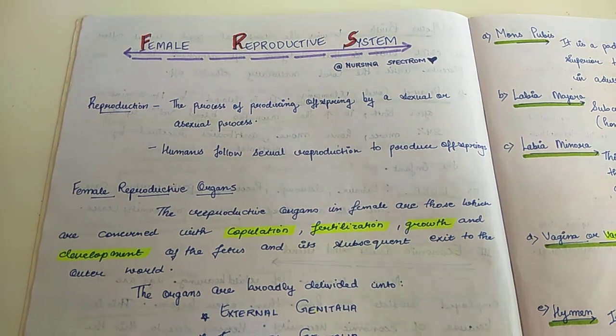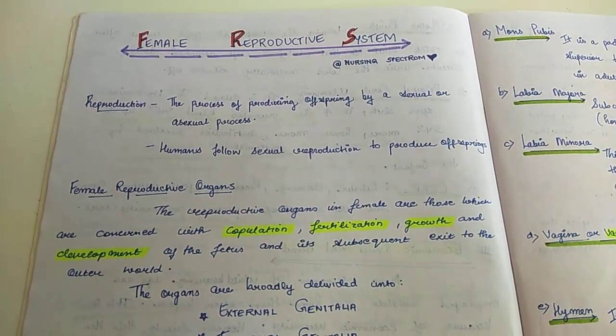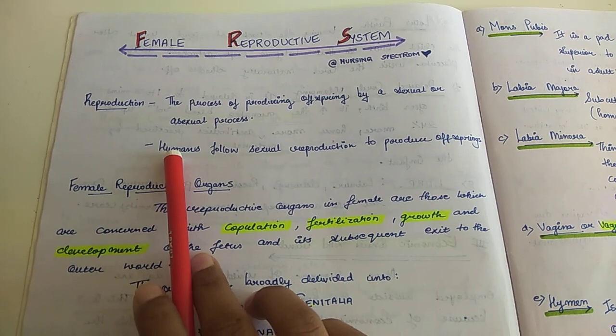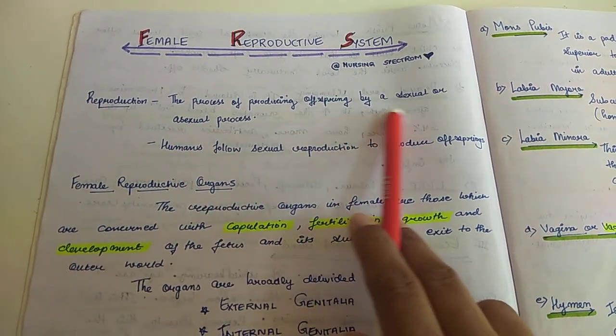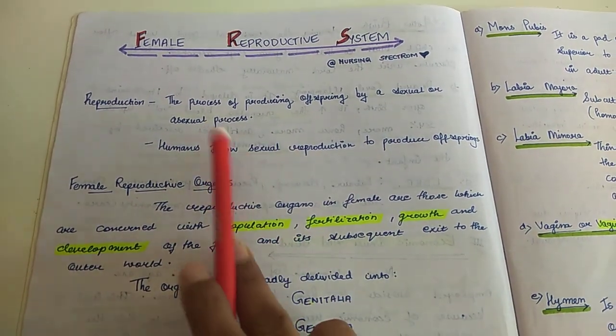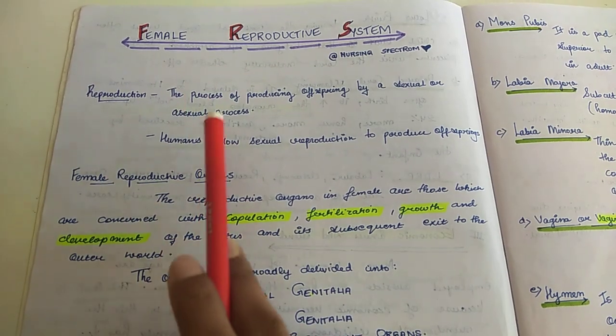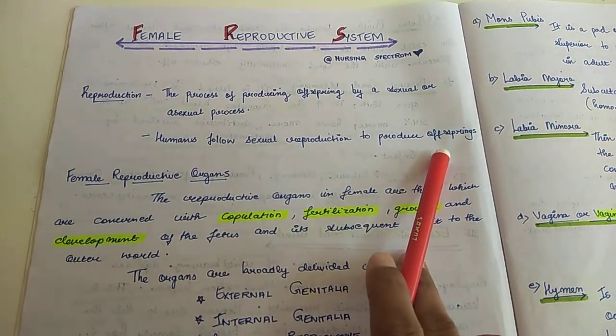Welcome to the video. Today we will see the female reproductive system. So first we will see what reproduction itself is. The process of producing offspring by a sexual or asexual process is called reproduction. Humans follow sexual reproduction to produce offspring.